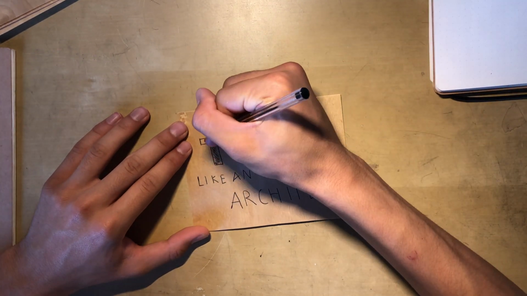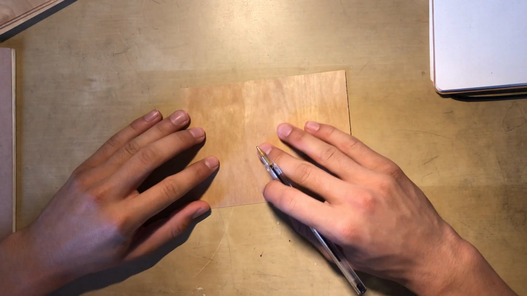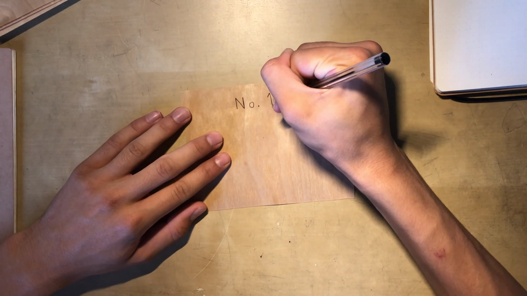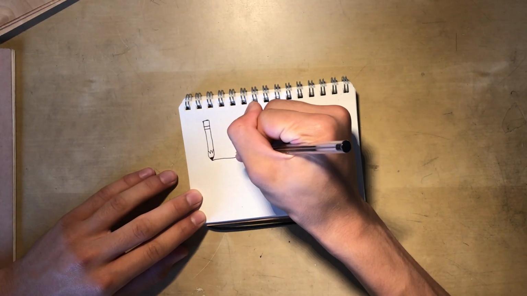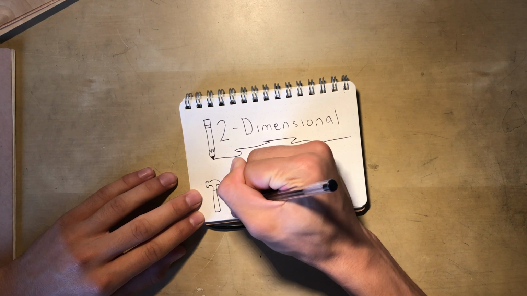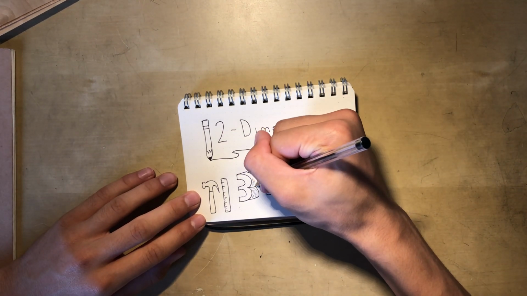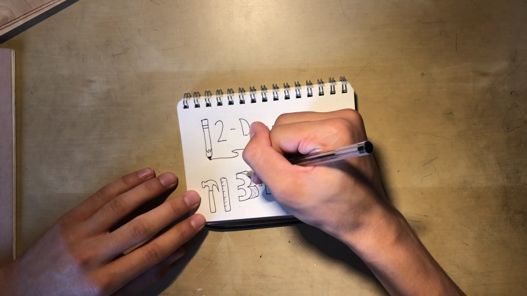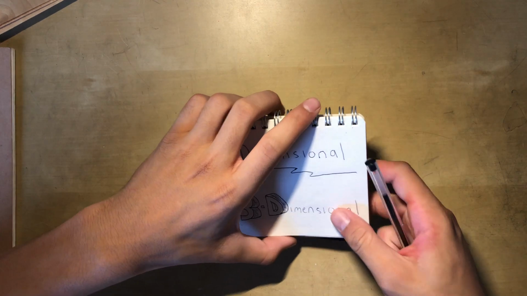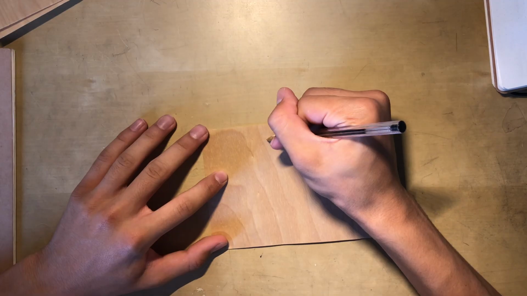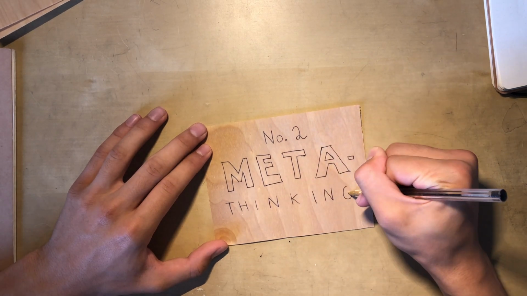In today's lesson, we're going to consider 4 ways to think like an architect. Number 1. Draw or build something. Drawing is basically 2-dimensional thinking, and model making is 3-dimensional thinking. These 2 methods are actually ways of making your thoughts tangible and will oftentimes reveal thoughts you never even knew were there.